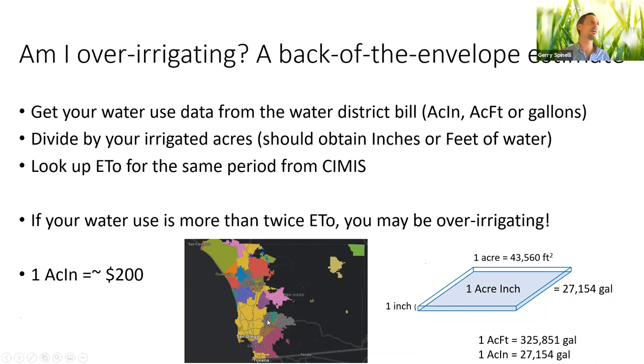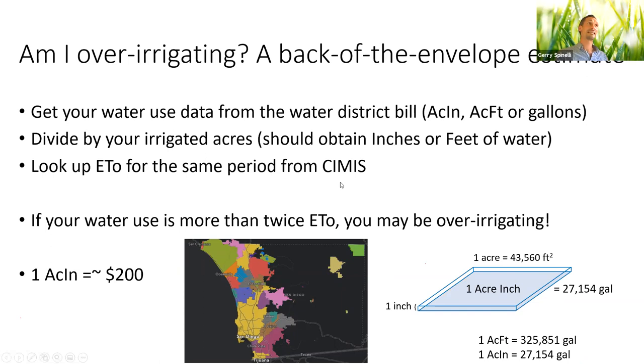I don't know which one is sending the water bill that each of you is receiving, but I'm sure that they're telling you how much water you're using for that month, whether it's in acre inch, acre feet, gallons, or units. Some of them use units, or 100 cubic feet. So you take that volume of water that you use in that month, you divide it by your acres, like we did when we talked about the acre inch, and you will obtain how many inches or feet of water you have applied.